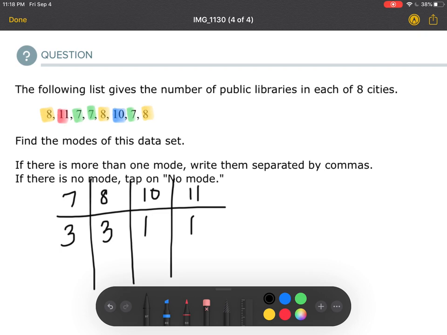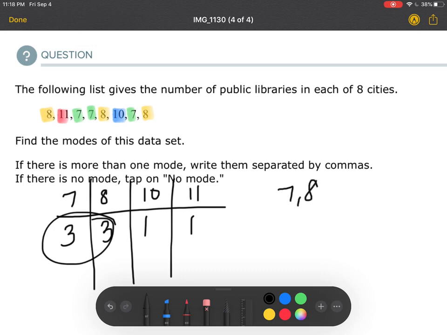So when you go through it, you can say, okay, well, which number occurs the most? Well, 10 and 11 occur twice, and 7 and 8 occur 3 times. So when I look at this, I have 2 sets of numbers that occur the same amount of times. So I'm just going to say, okay, which one occurs most? Well, I know it's not 10 and 11, because 7 and 8 occur more than that. So for this question, I have 2 modes. So I would put 7, 8.